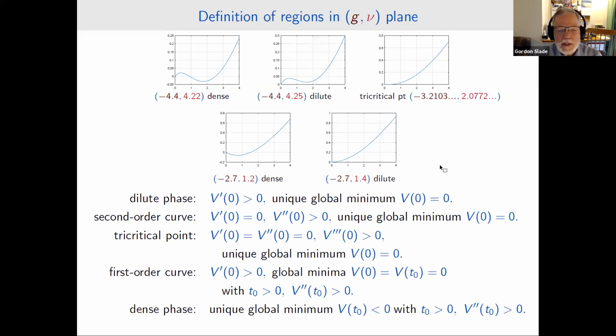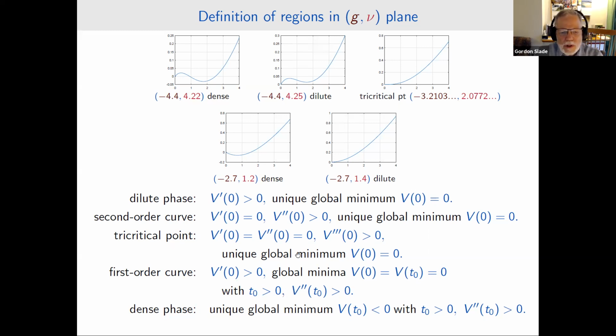So here's the definition of the phases. In the dilute phase, we have a positive first derivative and a unique global minimum at 0. So that's this case and this case here. In the dense phase, there's a unique global minimum at a strictly positive value, so that the global minimum will be negative. And that's this case here and this case. So these are both in the dense phase.